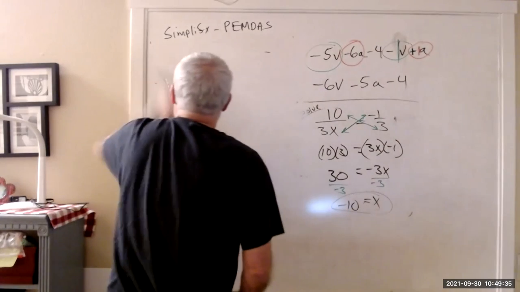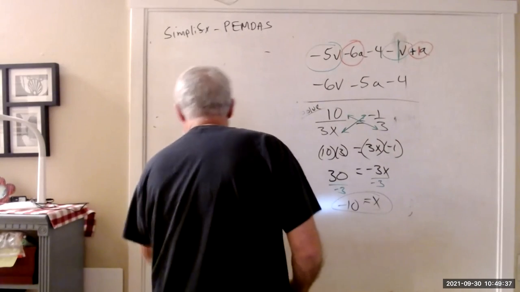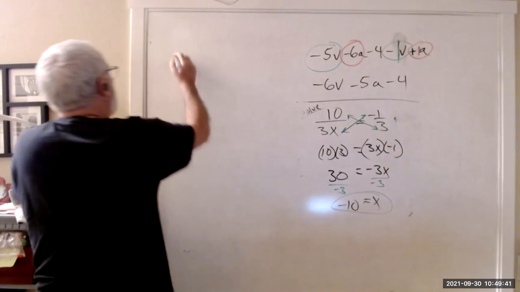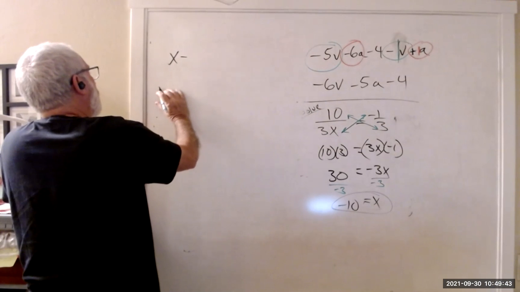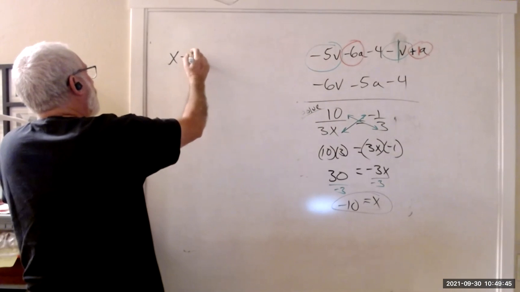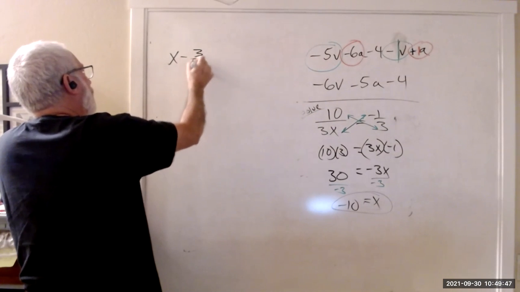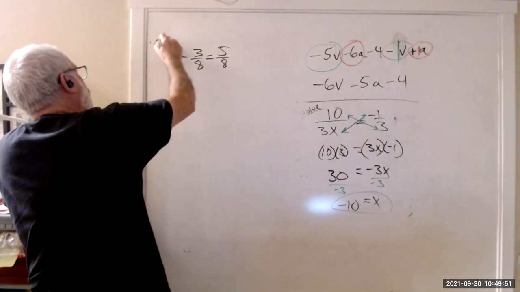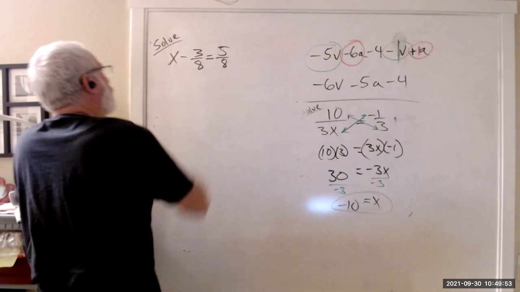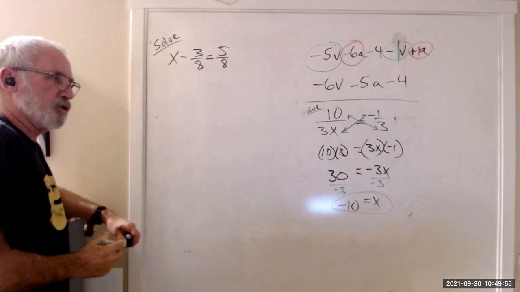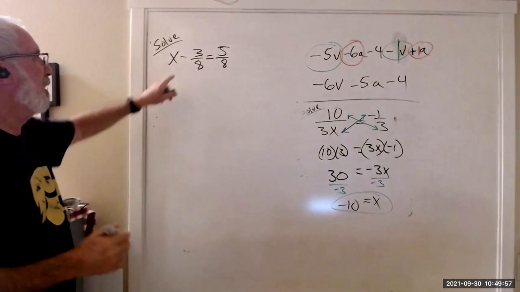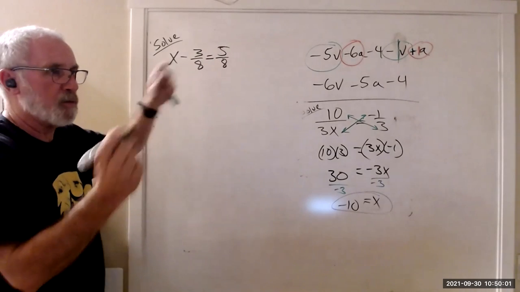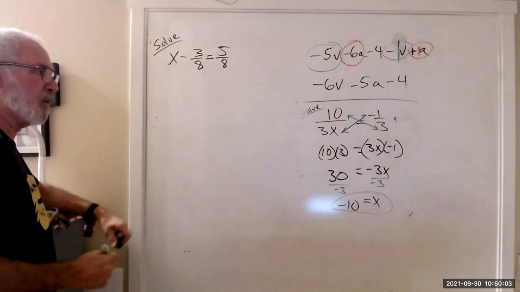Okay, so there's another fraction one. It's x minus 3/8 equals 5/8. Okay. This is a solve. Now, this is not a proportion because it doesn't have one fraction equaling one fraction. It's got a whole bunch of junk. So we got to go after it a different way.